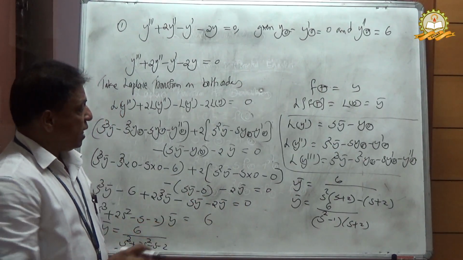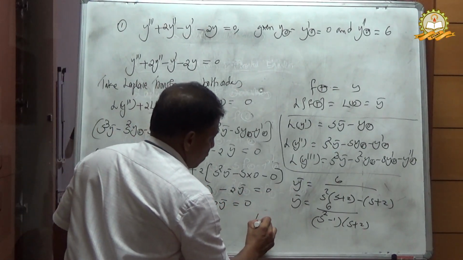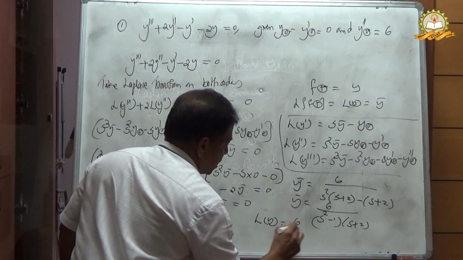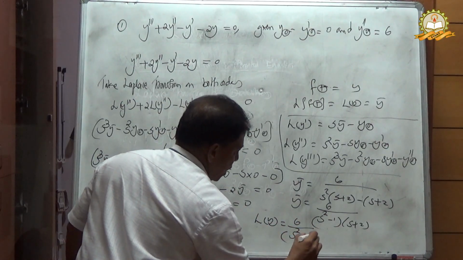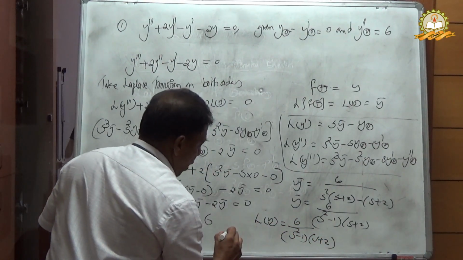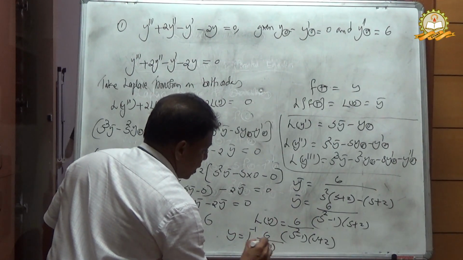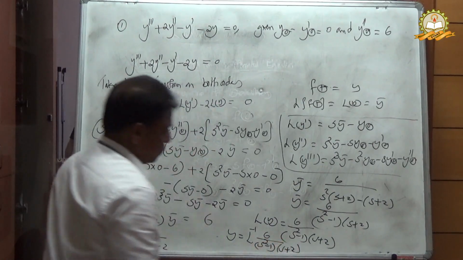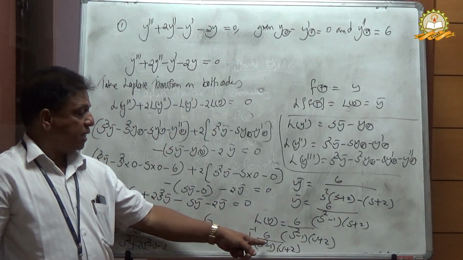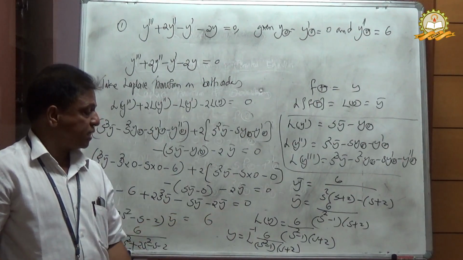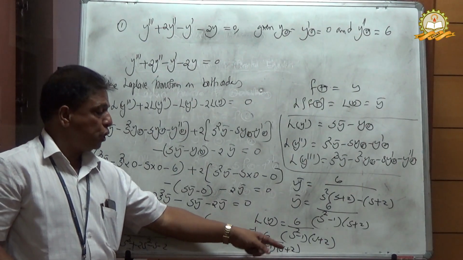Then y bar is equal to L of y. L of y is equal to 6 by s square minus 1 into s plus 2. Therefore, y is equal to L inverse 6 by s square minus 1 into s plus 2. Therefore, here we find the inverse Laplace transform of the function 6 by s square minus 1 into s plus 2.